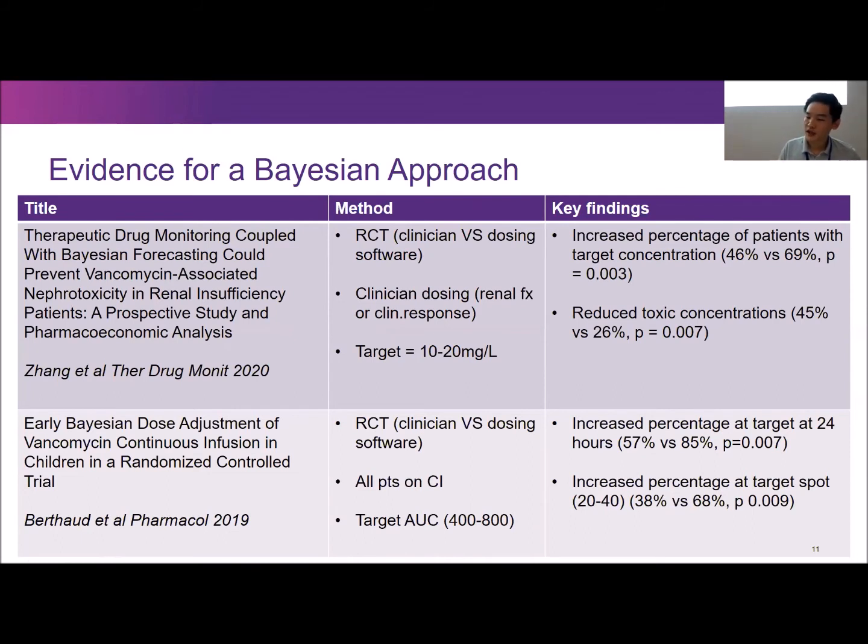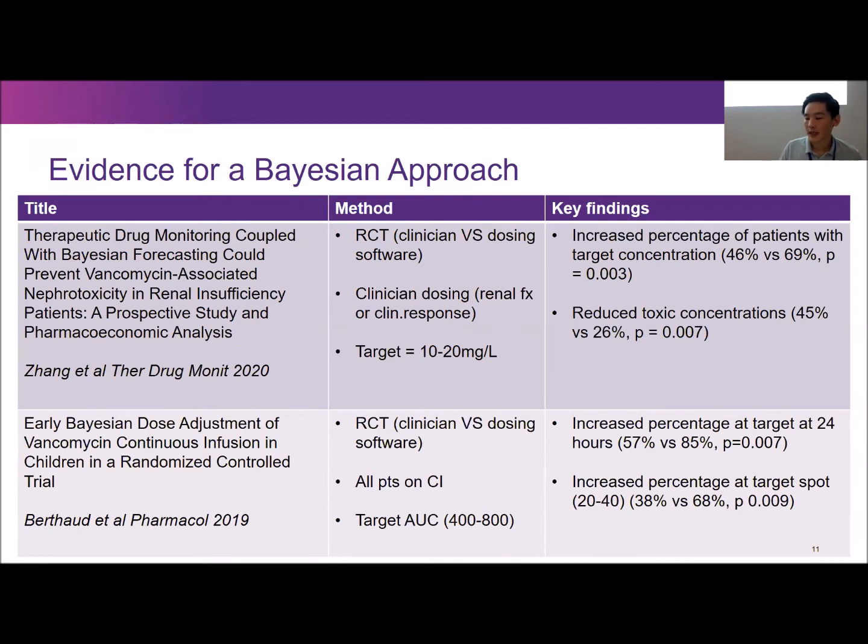Most of the time, we would think of a continuous infusion as something that's very easy to dose for with vancomycin, and that's predominantly because vancomycin has fairly linear kinetics. If the AUC is subtherapeutic by 20%, you just increase the dose by 20%. So you'd think that it's actually quite a simple way of dosing vancomycin. In this study, they targeted an AUC of 400 to 800. Despite how simple we think it is to dose patients on a continuous infusion, they found that only 57% of patients dosed by a clinician achieved their target AUC within 24 hours of their first TDM results. When they used a Bayesian approach, it increased to 85%.